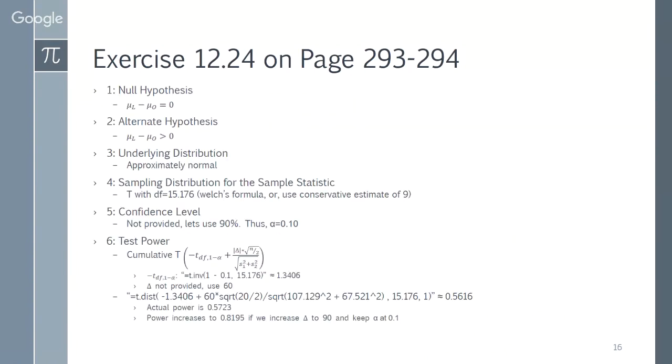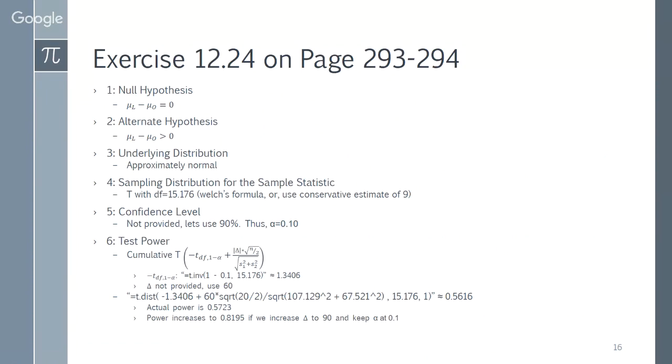First, what's our null hypothesis? That the difference in the mean time spent standing or walking in the lean group minus that from the obese group is equal to 0. The alternate hypothesis is that the difference is greater than 0, that the lean group actually stands or walks more.